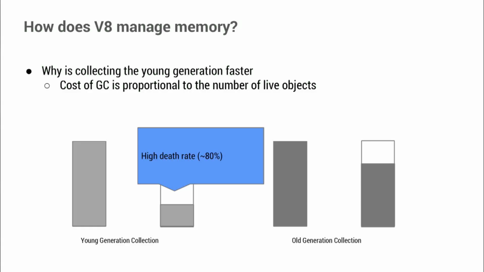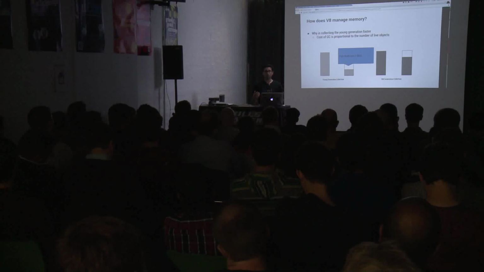So you can't expect that when a collection is triggered for the old generation that many of them are going to disappear. They're going to be around for quite some time. So knowing the cost of the garbage collection pause really comes down to the number of live objects. And it becomes quite clear why collecting the young generation is so much faster. So let's take a look at the young generation in action.